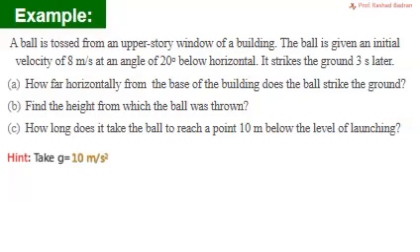Part A, how far horizontally from the base of the building does the ball hit the ground? And then in B, you need to find the height from which the ball was thrown. That is the height of the building. In C, how long does it take the ball to reach a point 10 meters below the level of the thrower?